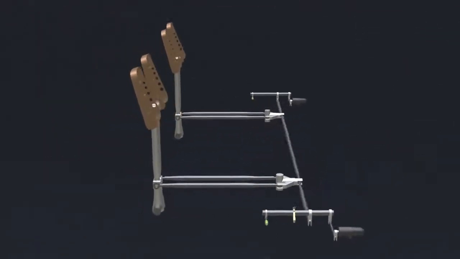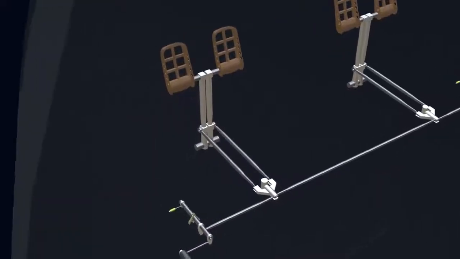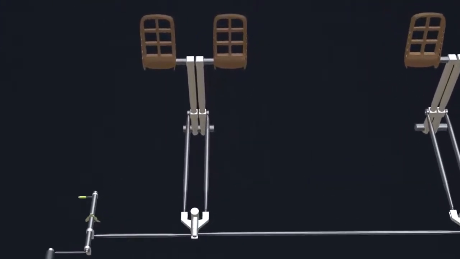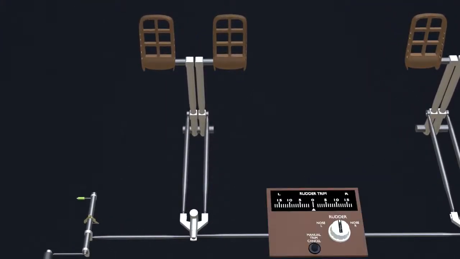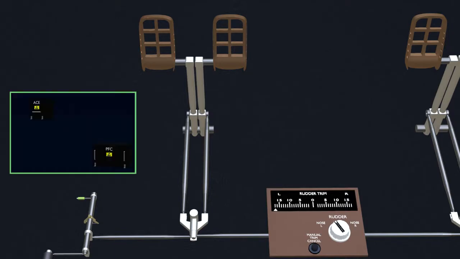Finally, let's see the rudder trim control. The rudder trim switch in the cockpit is used for trimming the rudder. The trim switch has to be rotated for a nose left or a nose right command. Let's rotate for a maximum nose left trim. The trim switch sends a signal to the primary flight computer through the ACE.